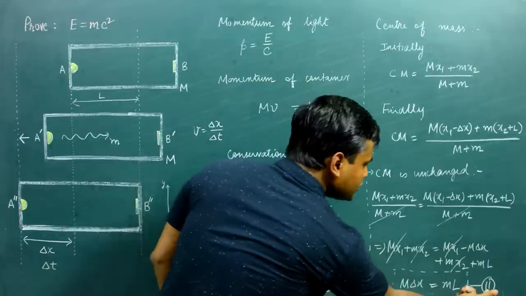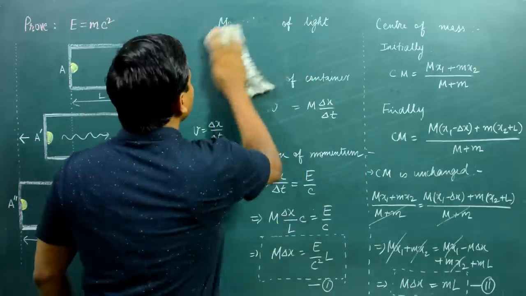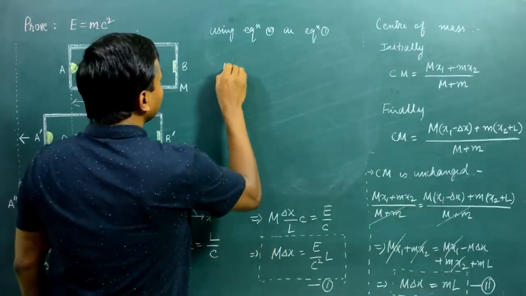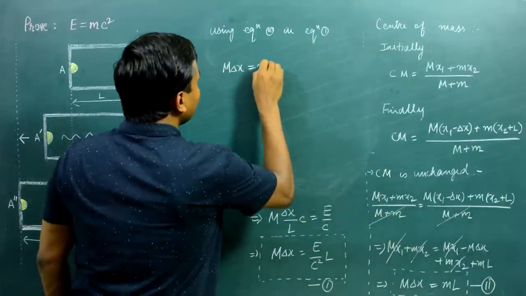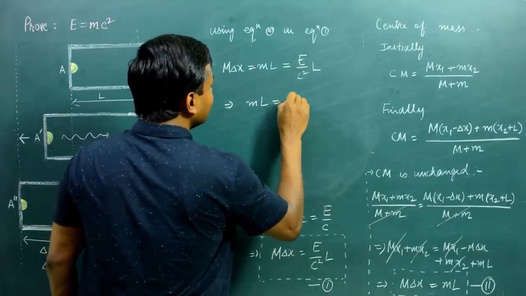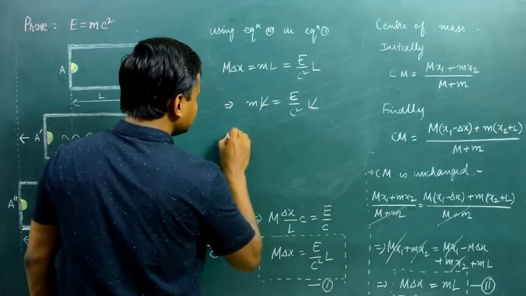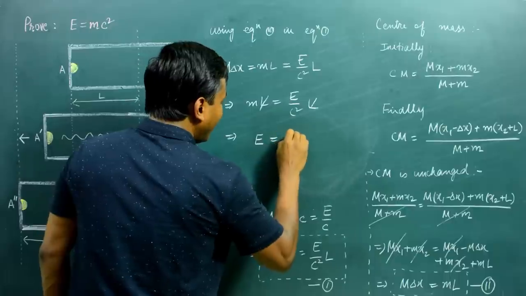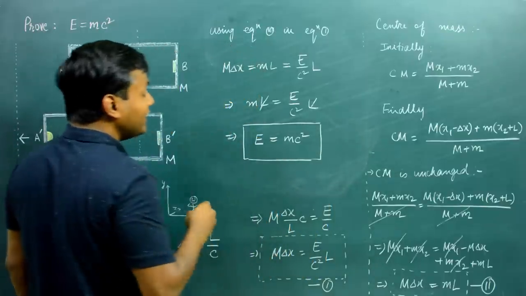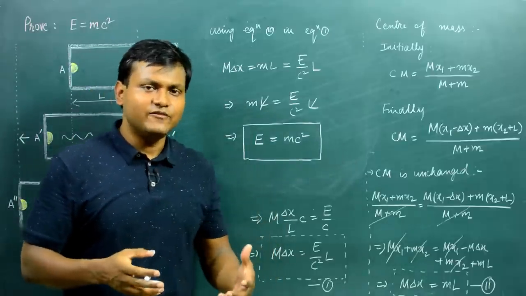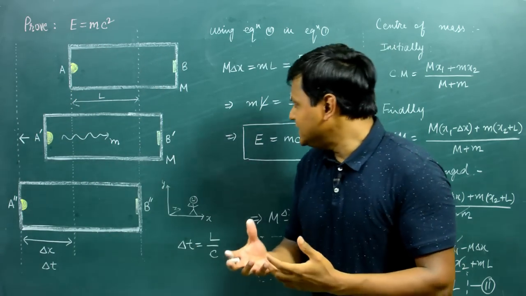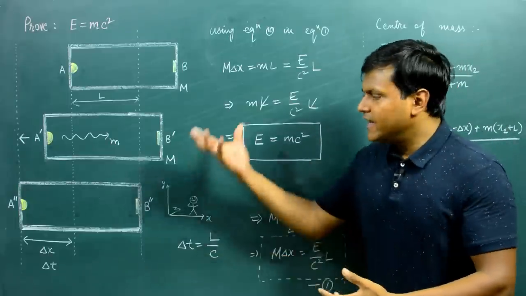So now let's use equation 2 in equation number 1 and see what we get. If we use equation 2 in equation number 1, we can say that M del x is equal to small m capital L, which is equal to E upon c square L. So this can be written as small m capital L is equal to E upon c square capital L. L gets cancelled and you end up getting E is equal to mc squared. So this is the mass energy equivalence principle, or E equals mc squared, where E is the energy of the light photon, m is the mass of the light photon and c is the speed of light. So this is how you can prove the equation E is equal to mc squared using a very simple idea in this particular thought experiment.